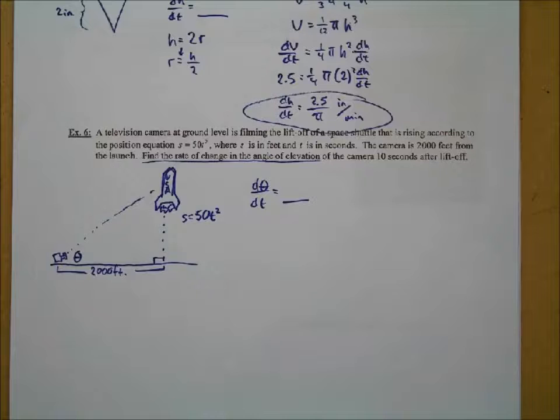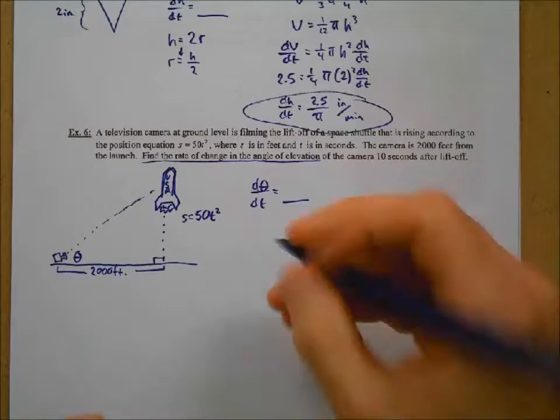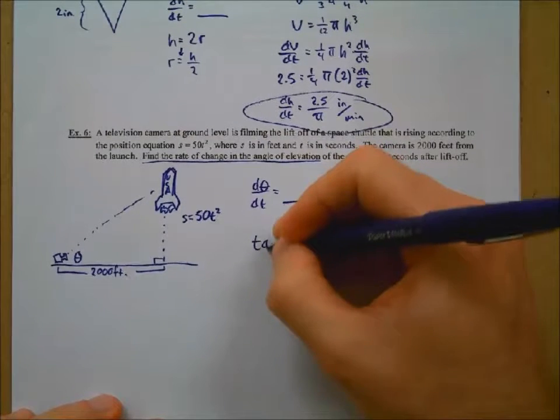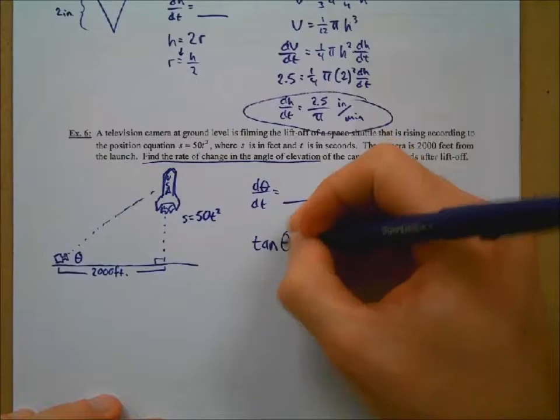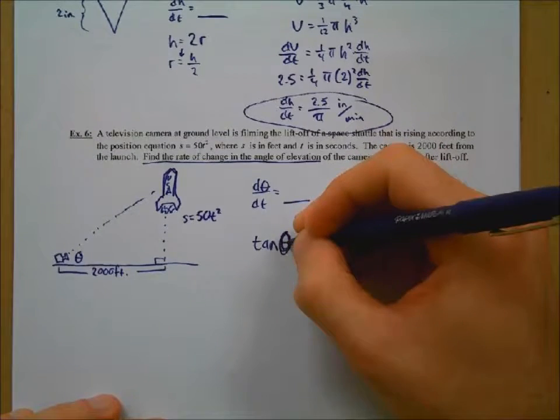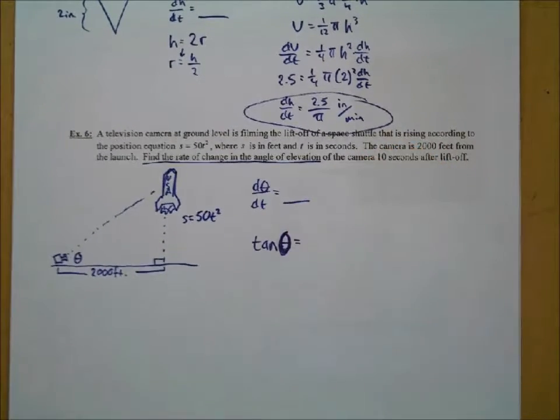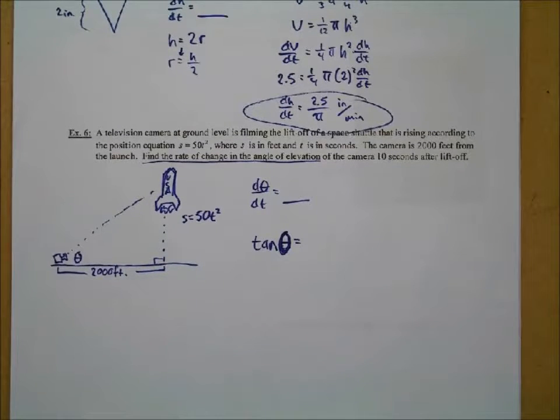So, what can we use here to relate these things together? What can we use? Yeah, Michelle. Tangent. Yes. How did you know that we're going to use tangent? Opposite over adjacent. Exactly right. Okay. So we're going to say that the tangent of theta is going to equal what over what?